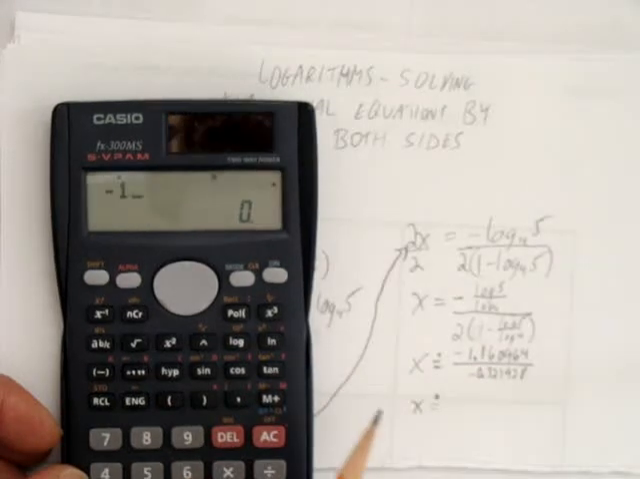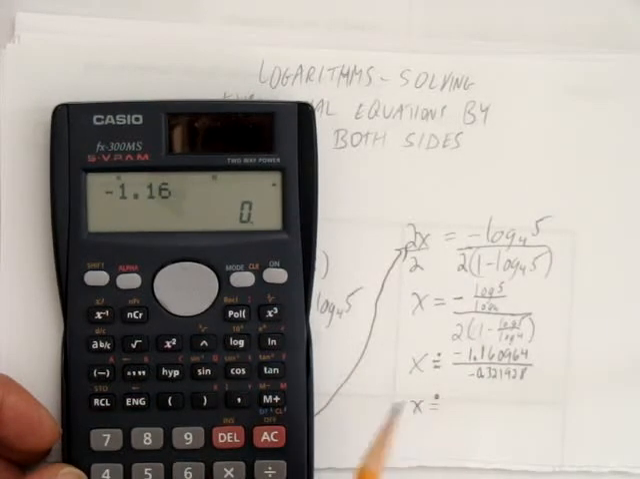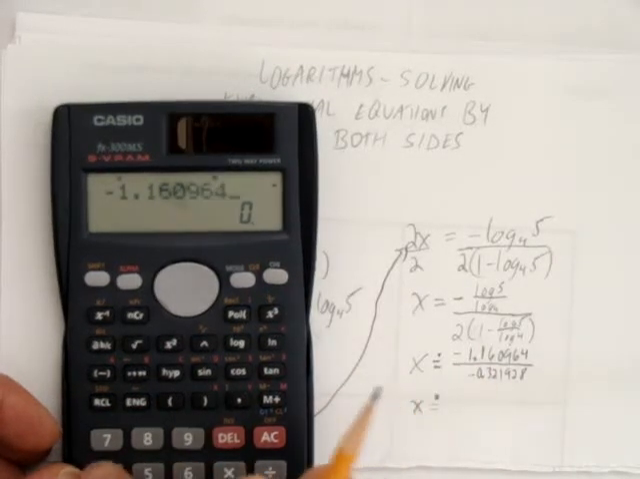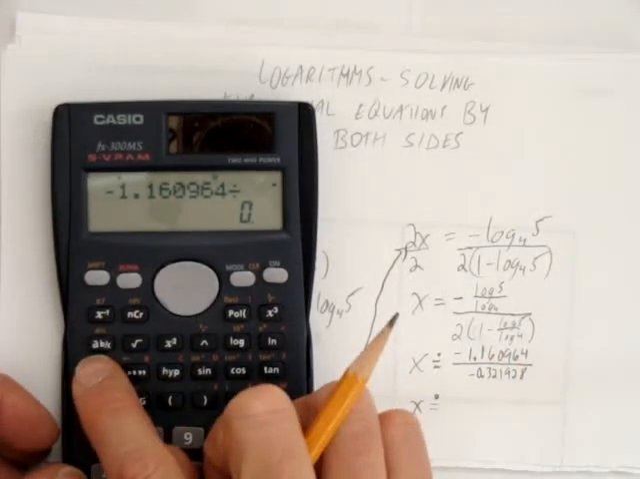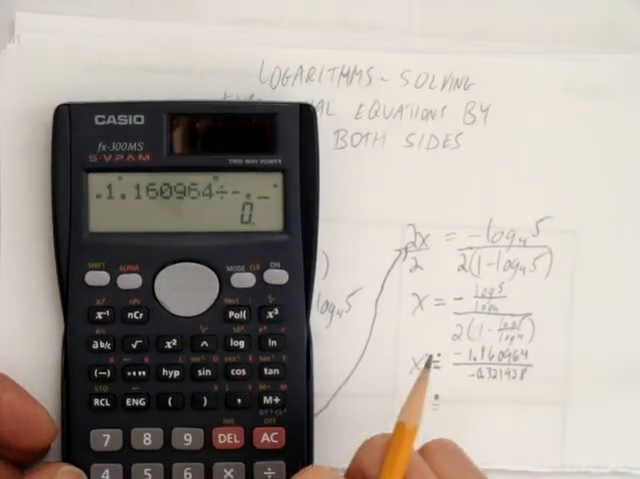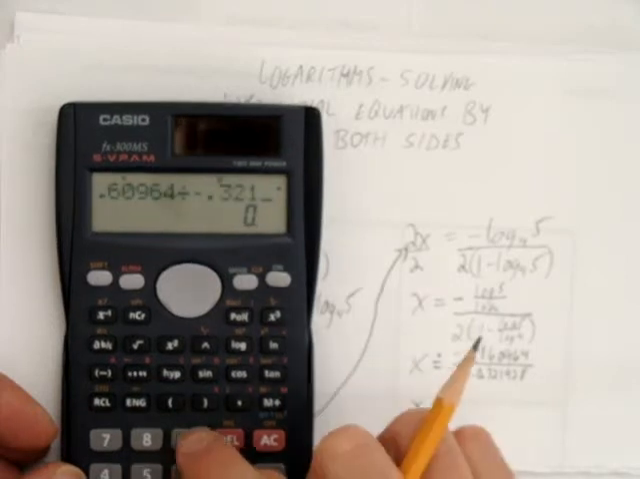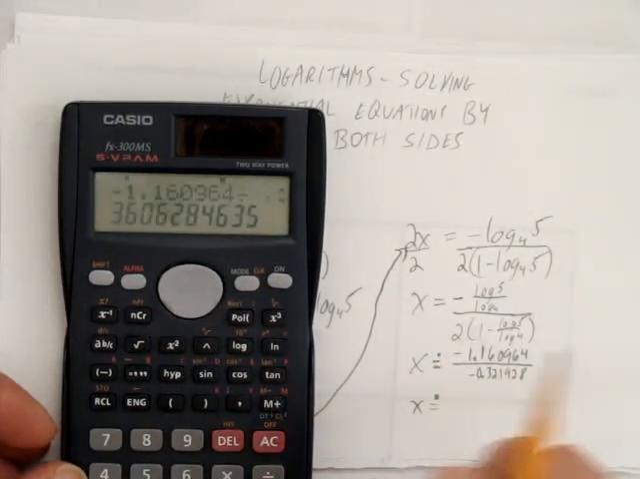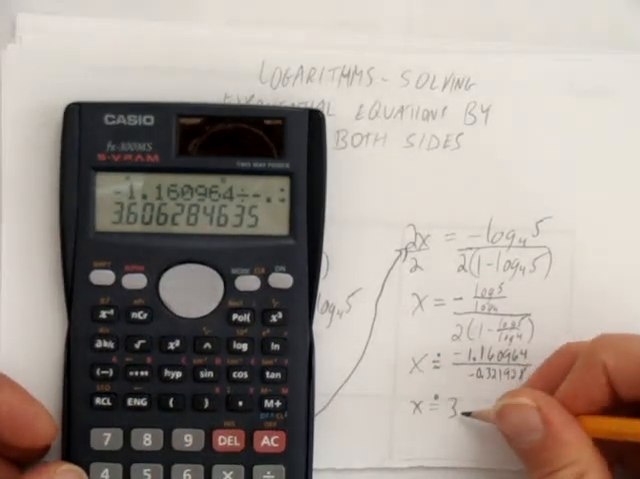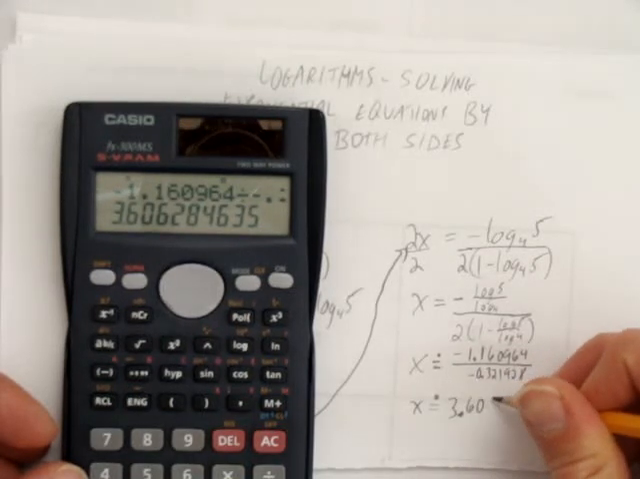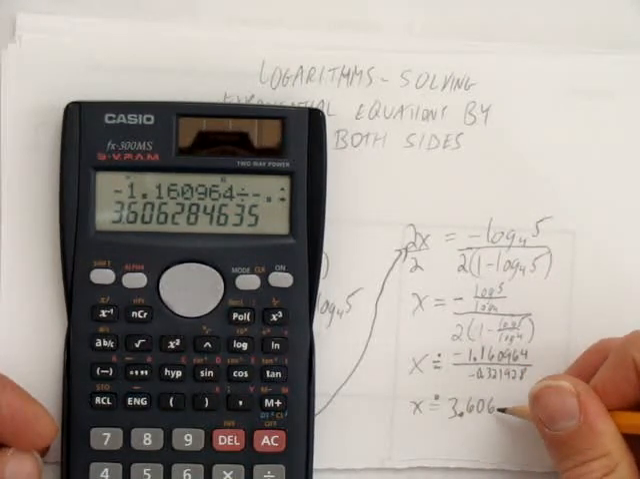Okay, last move, I'm going to round here as well. Negative 1.160964 divided by negative 0.321928. I didn't need to put those negatives because I know it's going to be positive. A negative divided by a negative is a positive. Nonetheless, there's my answer. I'll round to 3 decimals. x is approximately 3.606.